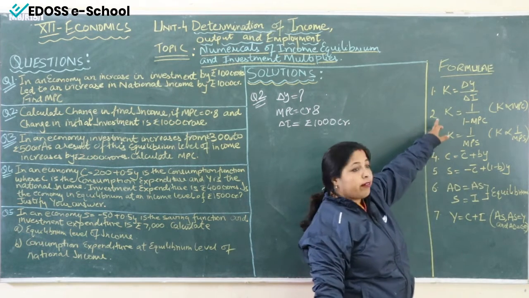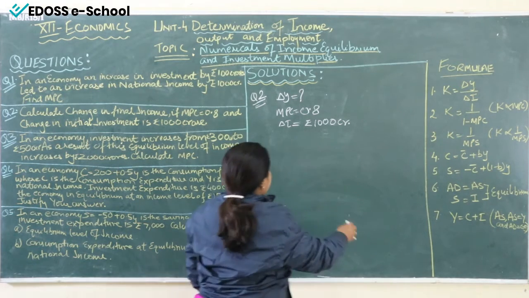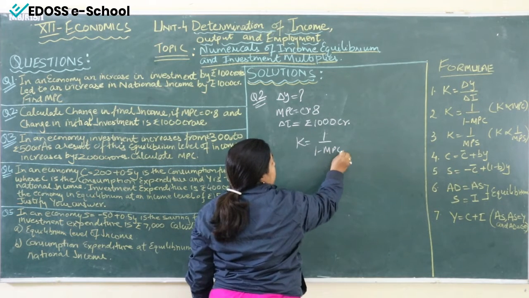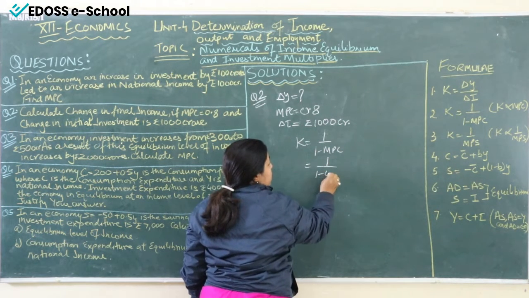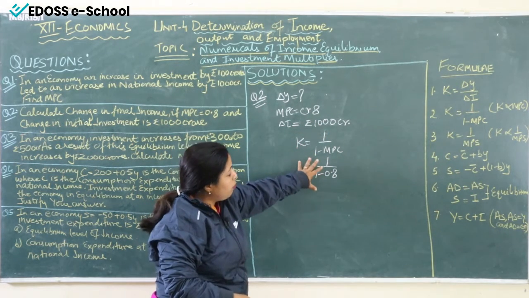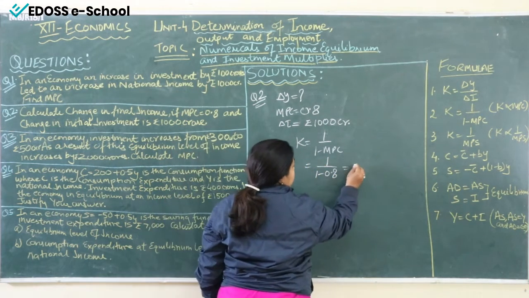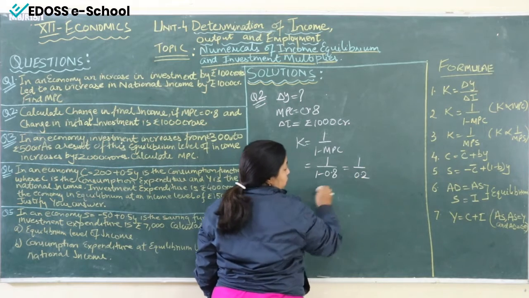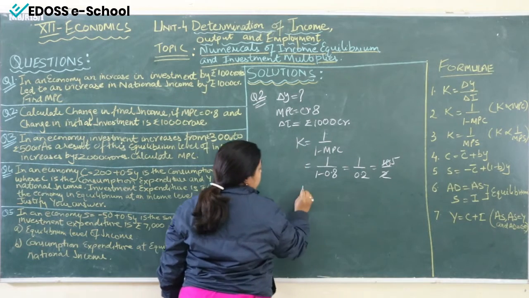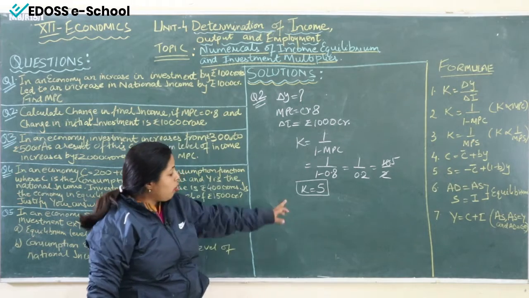So, first of all, we will make use of the second formula. The second formula is k is equal to 1 upon 1 minus MPC. 1 upon 1 minus 0.8 because MPC is 0.8. First step is only to place the values and after that we solve it. Fine. What will be the solution? 1 upon 0.2, it will be 10 upon 2, that is 5. It means k will be equal to 5. In the first step we have got k.